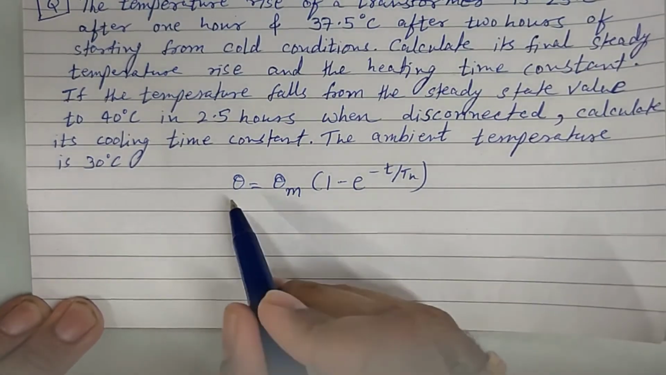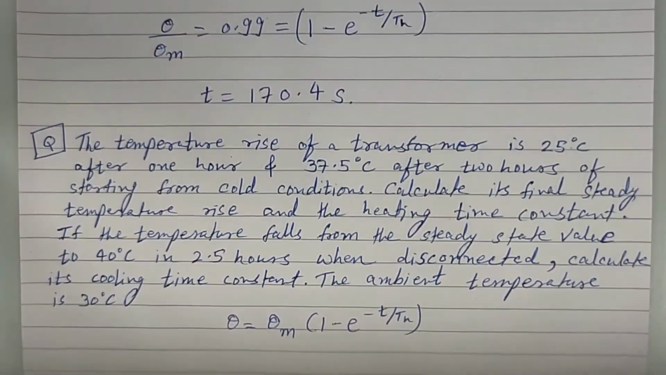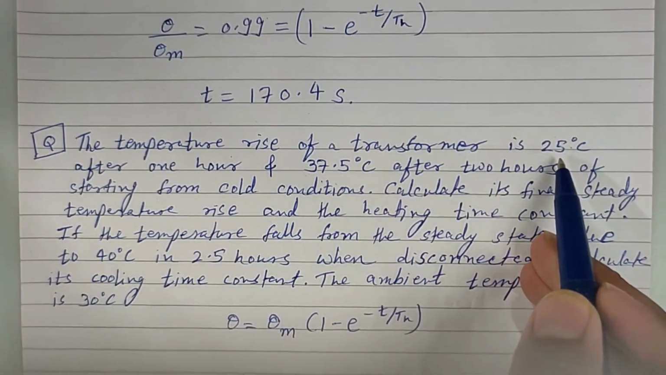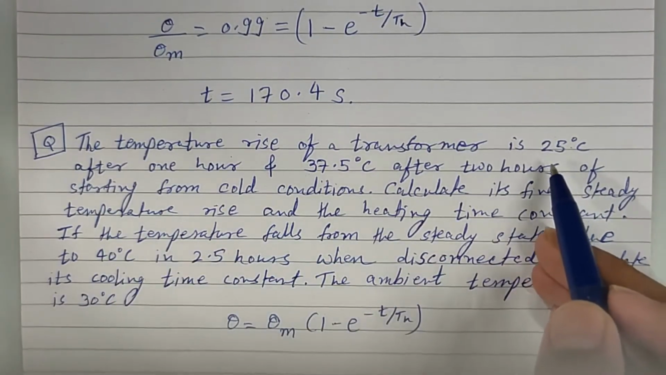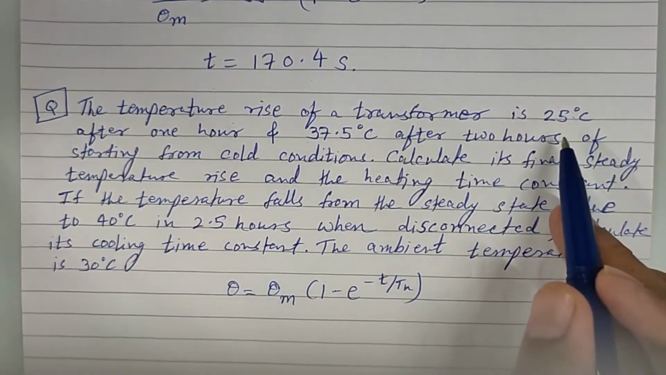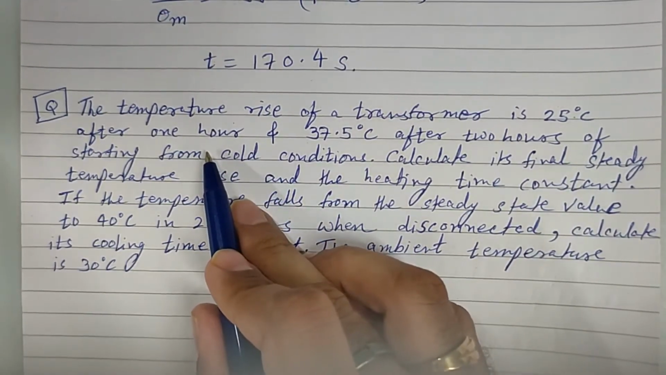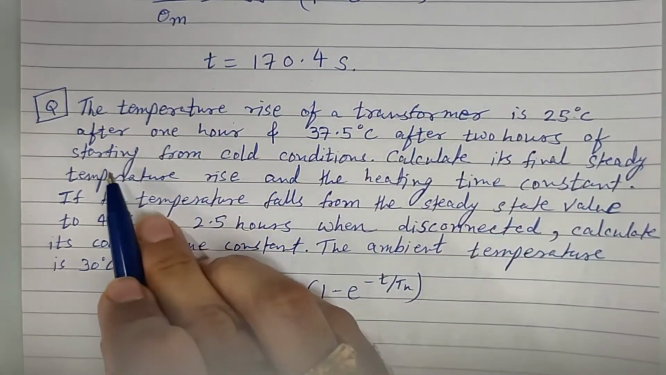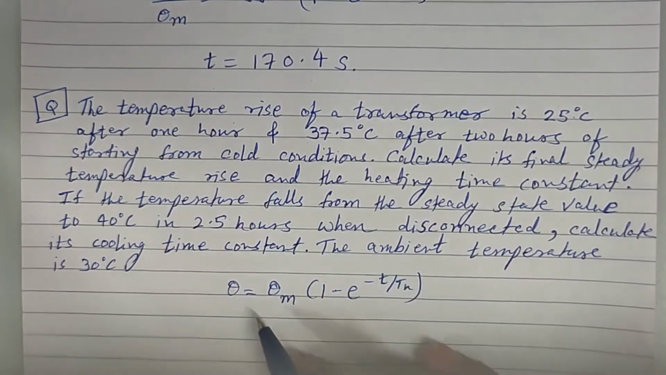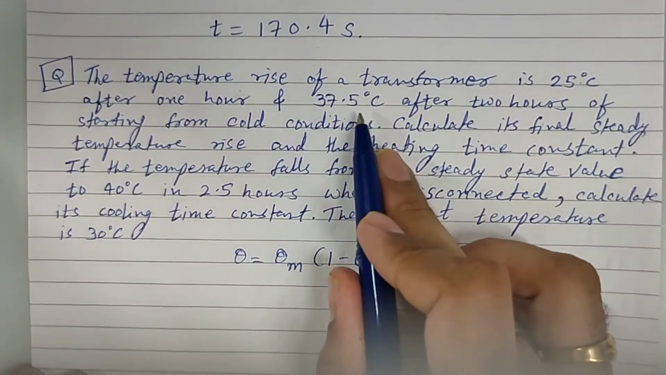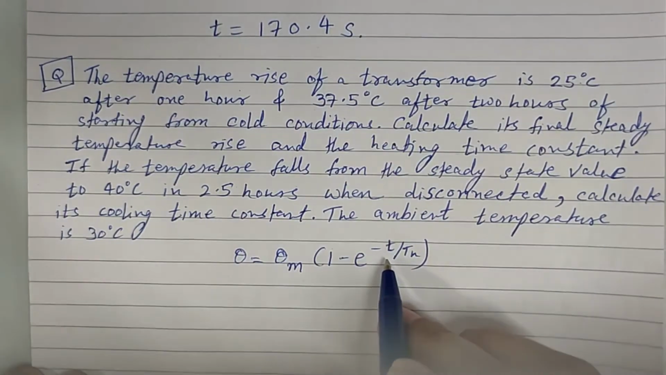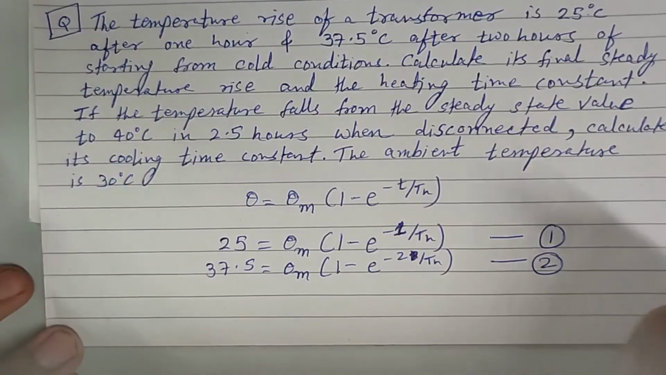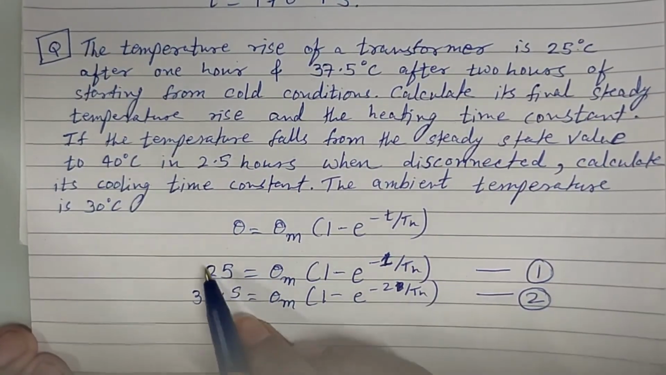Moving ahead, here as we can see in the question, it says the temperature rise of a transformer is 25 degrees after 1 hour. So that means your theta is 25 degrees when your small t is 1, and next case is 37.5 degrees after 2 hours of starting from the cold condition. That means your theta again becomes 37.5 degrees when your small t is 2 hours. So your value of small t is 2.